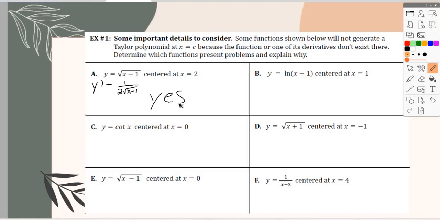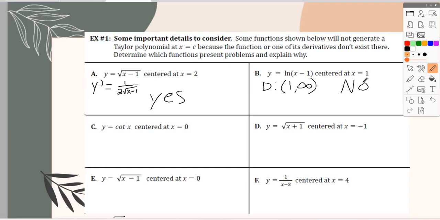All right, what about part B? Why not? Correct. So what's our domain here? The inside of a natural log has to be positive and it can't equal 0, yes? So I would have 1 to infinity, but that is not including 1, yes? We all agree with that. So I can't be centered at 1 because my domain does not include 1.